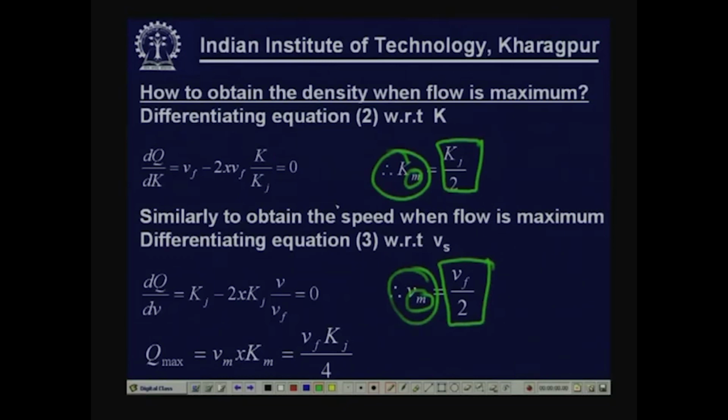And that way you can find Q equal to speed into density. So, flow at maximum flow equals speed at maximum flow multiplied by density at maximum flow. So, you find it is essentially Vf into Kj by 4. So, if the linear relationship holds good, then we can show that the maximum flow can be expressed as Vf into Kj by 4, where Vf is the free flow speed and Kj is the jam density.